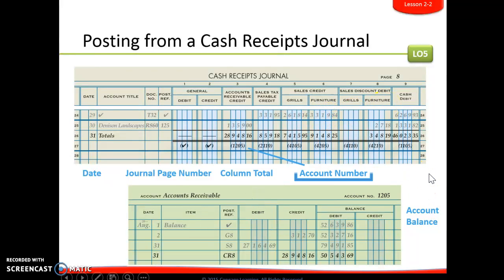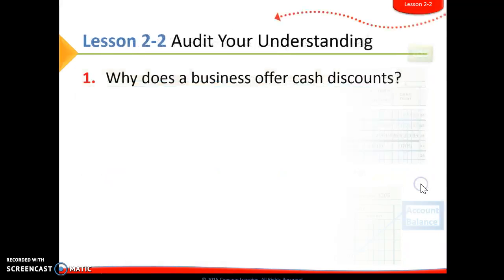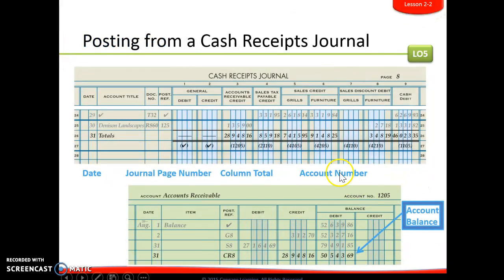And then first, before that, we should find our account balance, and then we're going to put in our account title and our account number, which goes back up to our journal underneath our cash receipts journal total.